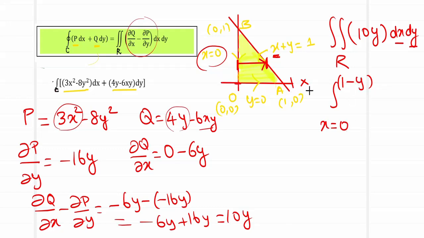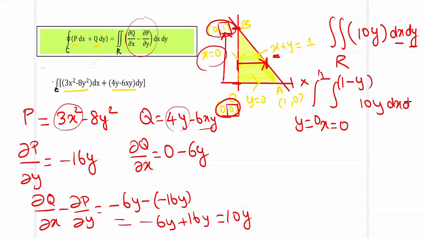Now how about the limits for my y variable? Where does y vary? y varies from bottom to top. The bottom point is (0, 0) and the top point is (0, 1). So y varies from 0 to 1. What is the function to be integrated? 10y dx dy. Now we are ready for the integration.